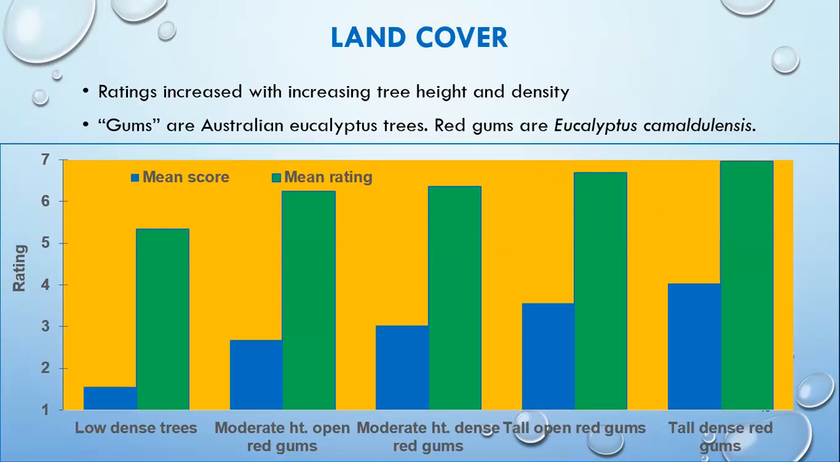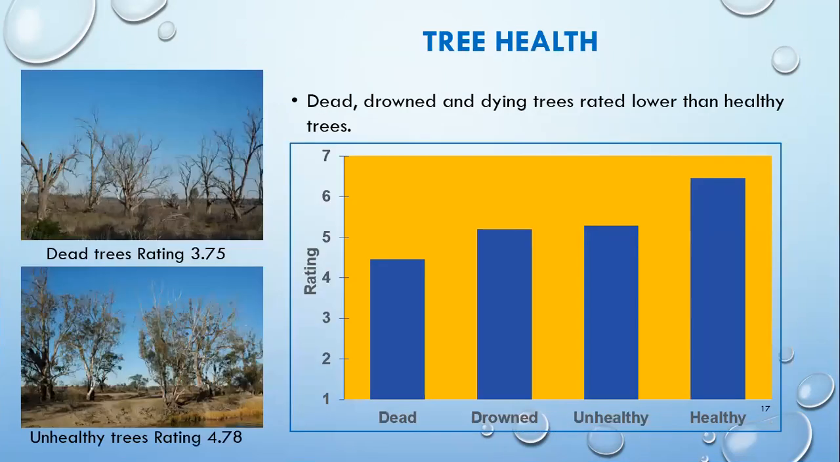The ratings increased also with tree height. So as the trees grew higher and also more dense, then the ratings also increased up here. Gums are what we call Australian eucalypt trees, and red gums are Eucalyptus camaldulensis. As you can see here, low dense trees score fairly low, and the rating is relatively low, a bit over 5, whereas tall, dense red gums rate up to 7. Dead and drowned and dying trees rated lower than healthy trees, as you can see here on this graph. Healthy trees rated quite substantially higher than dead or drowned trees.